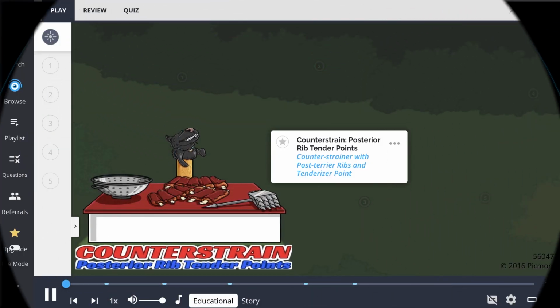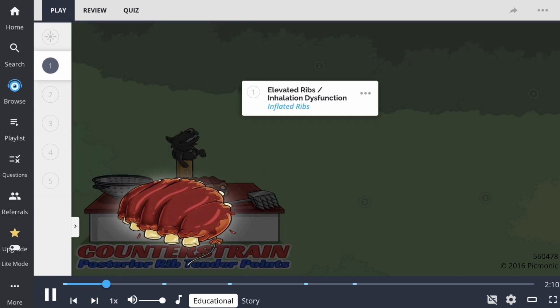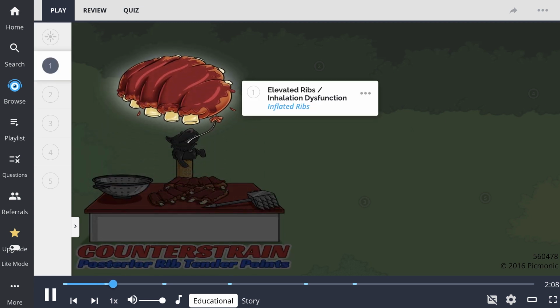In this Picmonic, we will learn about counterstrain posterior rib tender points, with the story of the counterstrainer with posterior ribs and tenderizer point as he and company prepare for the rib cookout. Posterior tender points are associated with elevated ribs or inhalation dysfunction, shown as inflated ribs.